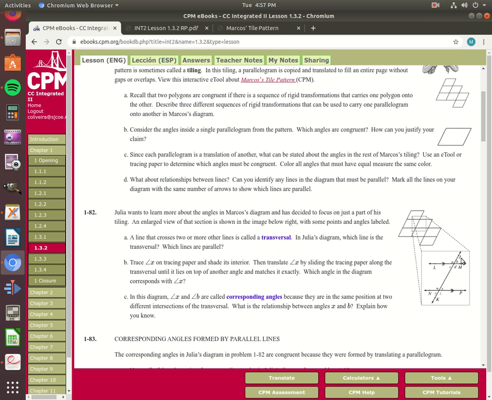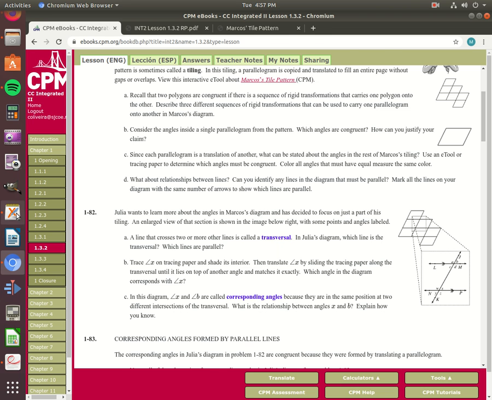Well, you can see X and B will slide up to each other, right? X slides up to B. In this diagram, angle X and B are corresponding angles because they are in the same position at two different intersections of a transversal. So what is the relationship between X and B?